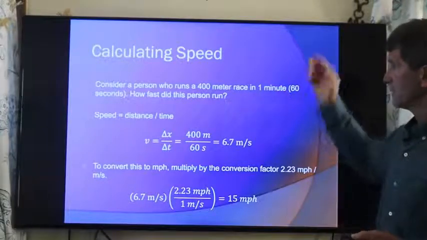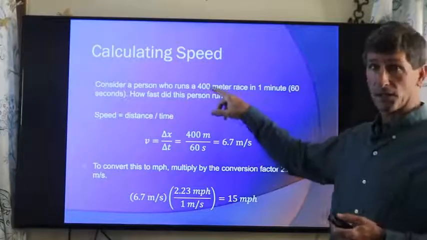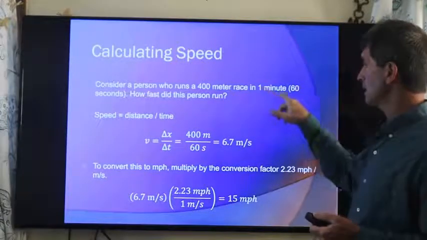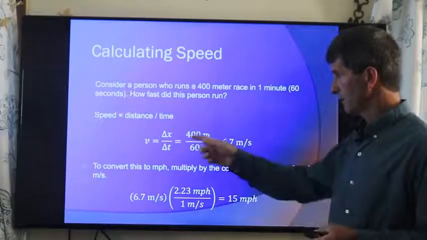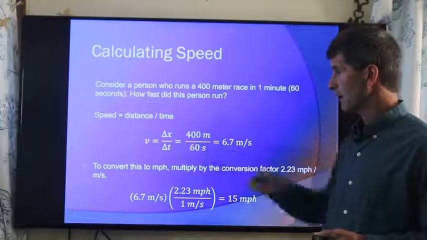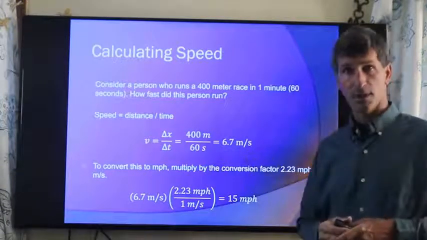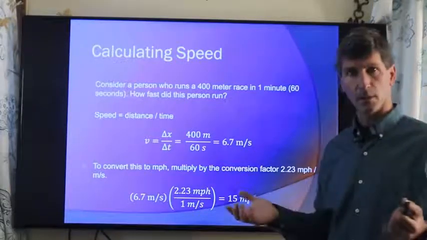Quick calculation: a 400-meter race is done in 1 minute. We want everything in SI. So 400 meters, we convert the 1 minute to 60 seconds. How fast did this person run? 400 divided by 60. Here we're looking at a rate. How far? How much time? 6.7 meters per second. That's a pretty good time, or a pretty good speed.